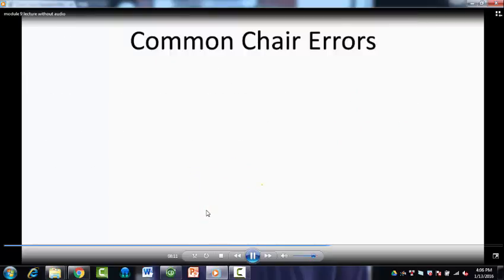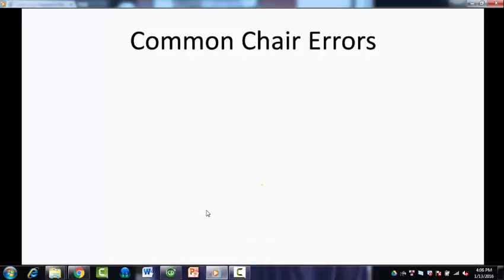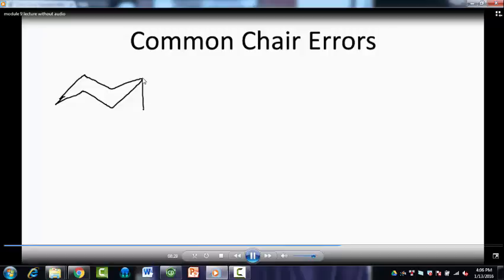All right, let's talk about some common mistakes people make when they draw chairs. All right, there I drew a chair, not necessarily the greatest chair, but an acceptable chair, until I drew this substituent here. This axial substituent on that carbon should go up, but instead I drew it going straight down. That's inaccurate.